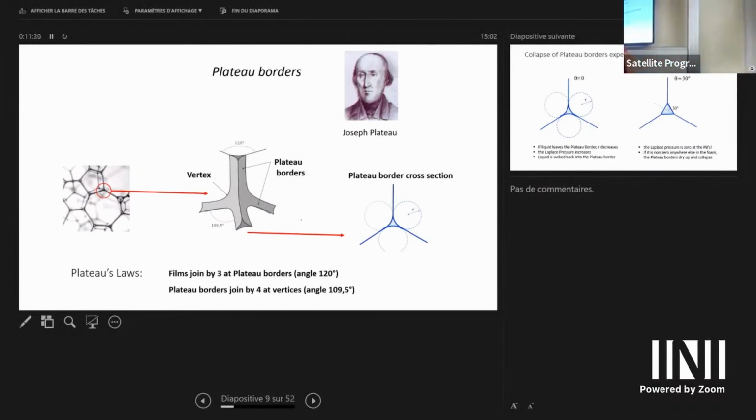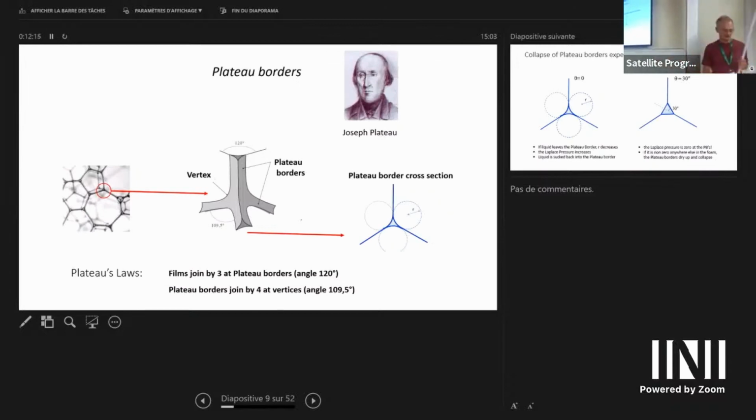All the liquid accumulates there, and he formulated some laws telling us how the geometry and topology of this assembly must be. 3 films join at Plateau borders by 120 degrees, and these borders themselves join by 4 at vertices at the tetrahedral angle. And now we may also have a closer look at the cross-section of these Plateau borders, whose curvature is set by the Laplace pressure. So there is a tangent circle that I drew here to highlight the radius of curvature of this interface, and the pressure difference between the gas phase and the liquid phase sets the curvature, which must be everywhere the same in that system.